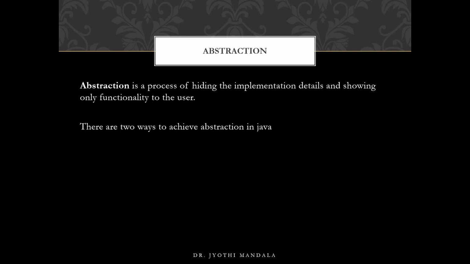This abstraction can be achieved in Java in two ways. The first way is we can use the abstract class, and the second way is we can use the interface. In today's lecture we are going to learn in detail about the abstract class and how it can be used to achieve abstraction, and in the next lecture we are going to learn about the interface and how it can help us achieve abstraction.